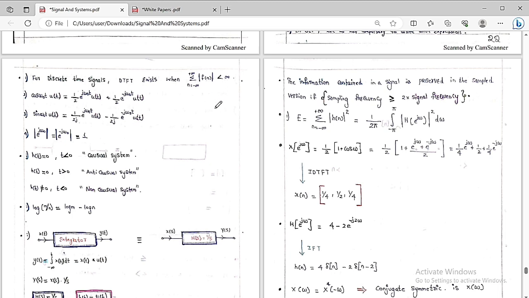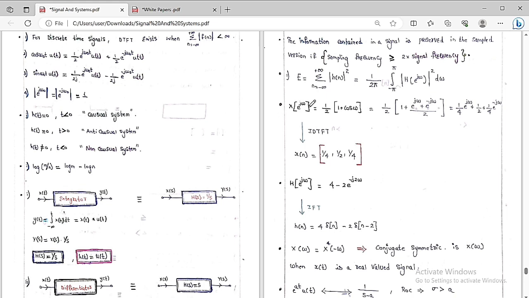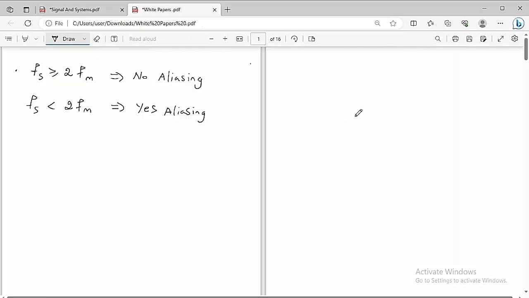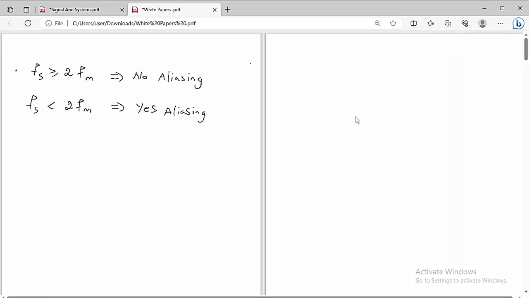Now the next point is, what is the energy in the discrete time domain? For the discrete time domain, I want to write the expression. The formula is E is equal to the sum from n equals minus infinity to plus infinity of mod of h of n whole square, which is equal to 1 by 2 pi times the integration over 2 pi of mod of h of e to the power of j omega whole square d omega. Let me write this here. I have already told you the energy formula in the continuous time domain: E is equal to the integration from t equals minus infinity to plus infinity of mod of f of t whole square dt.